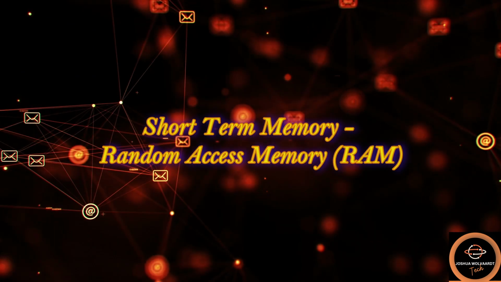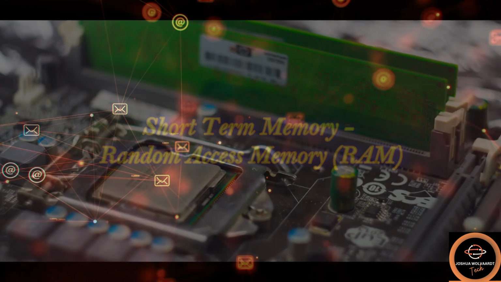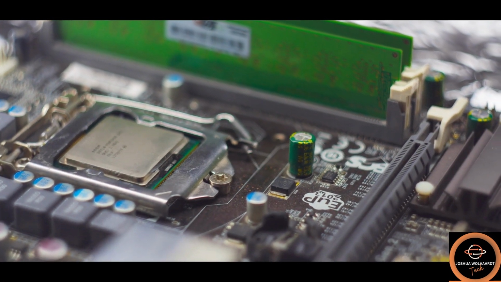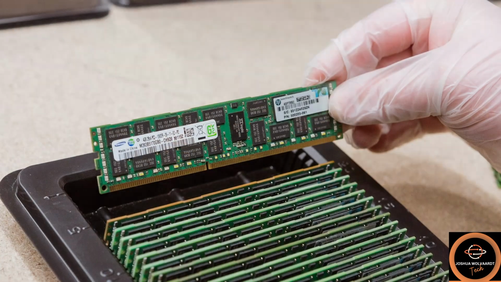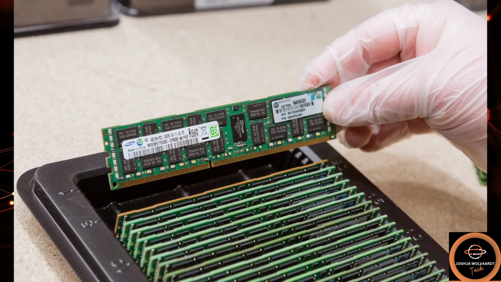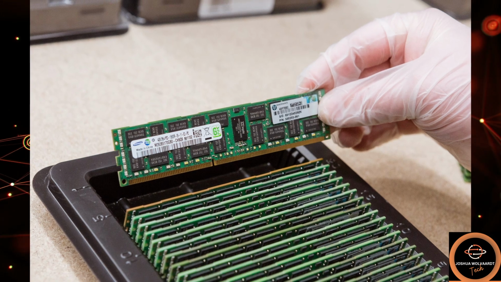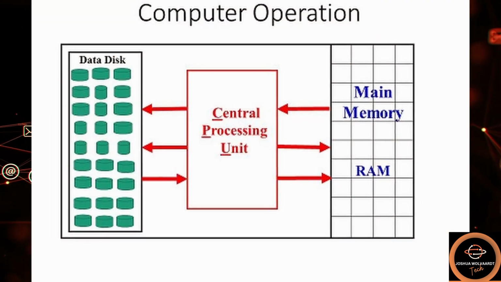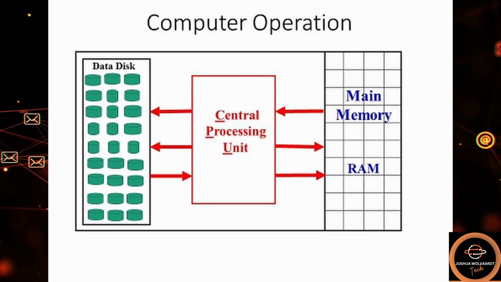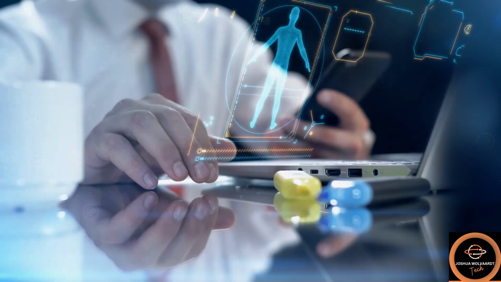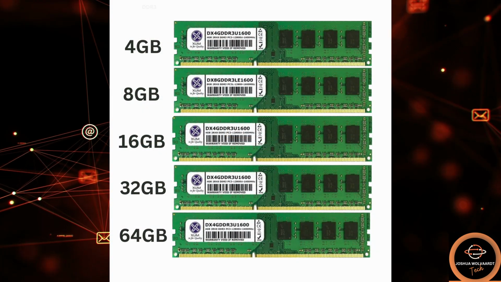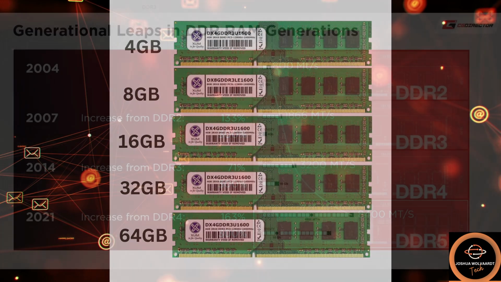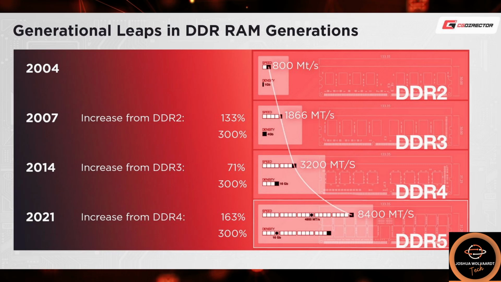Short-term memory, random access memory. Next up is random access memory or RAM. Imagine RAM as your computer's short-term memory. It temporarily stores data that the CPU needs to access quickly. The more RAM you have, the more data your computer can keep readily available, leading to smoother multitasking and faster loading times. RAM is measured in gigabytes, and its speed is also important, measured in megahertz or MT per second.